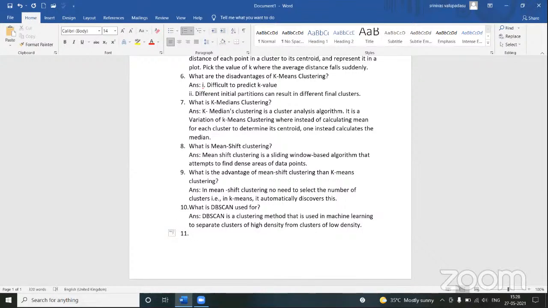How does the DBSCAN algorithm work? It is a completely density-based clustering algorithm. It works on the assumption that clusters are dense regions in space separated by regions of lower density, and it groups the densely grouped data points into a single cluster. So based on density, the clusters are separated.